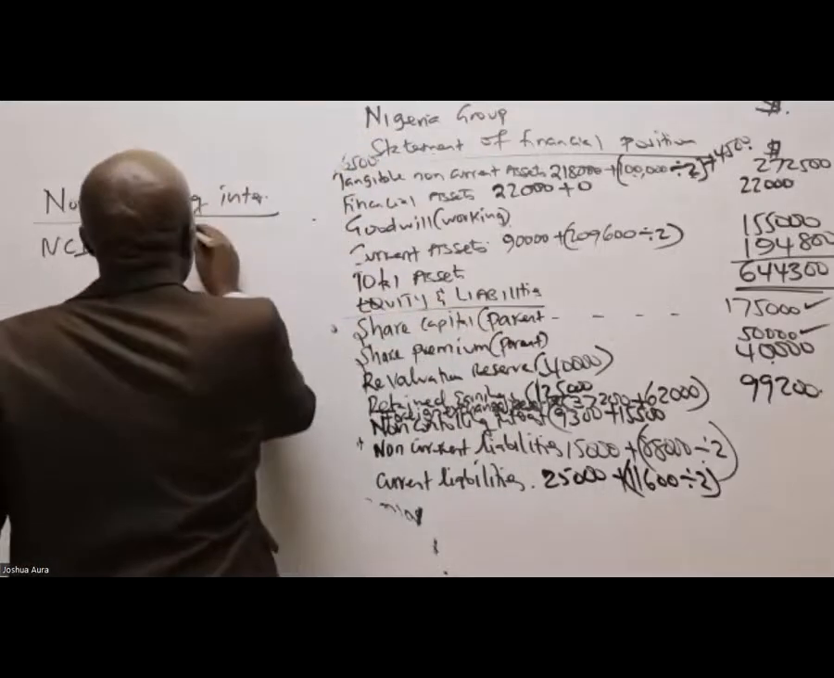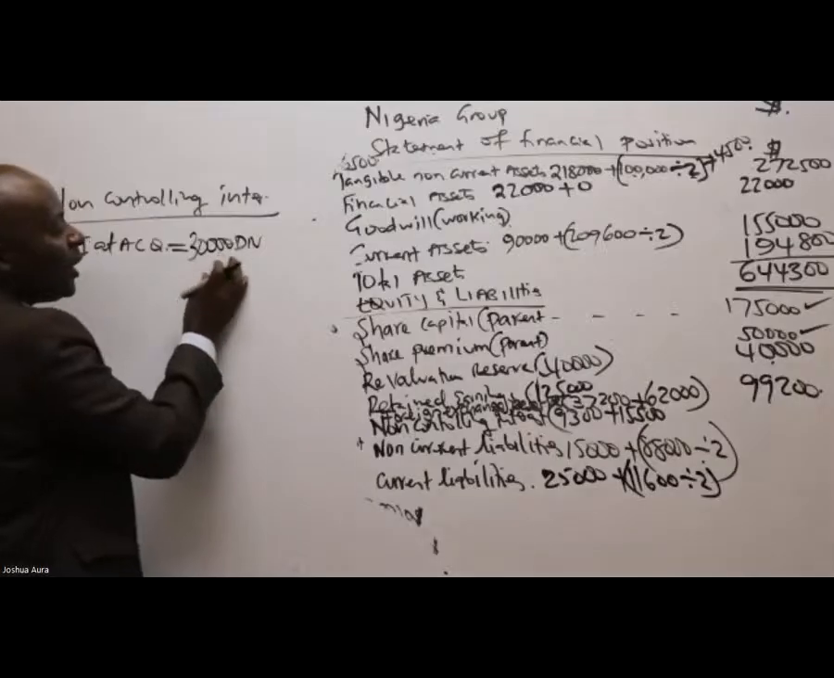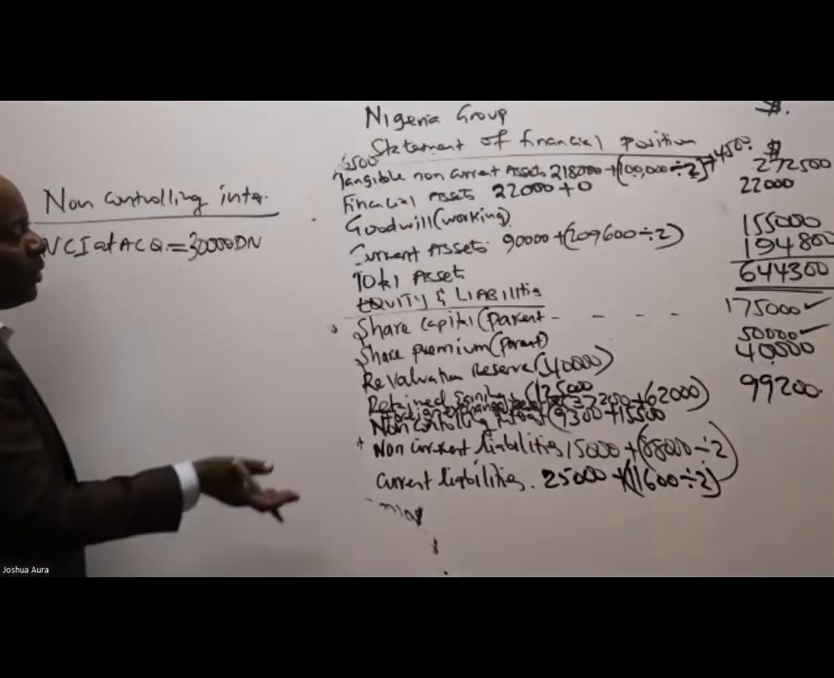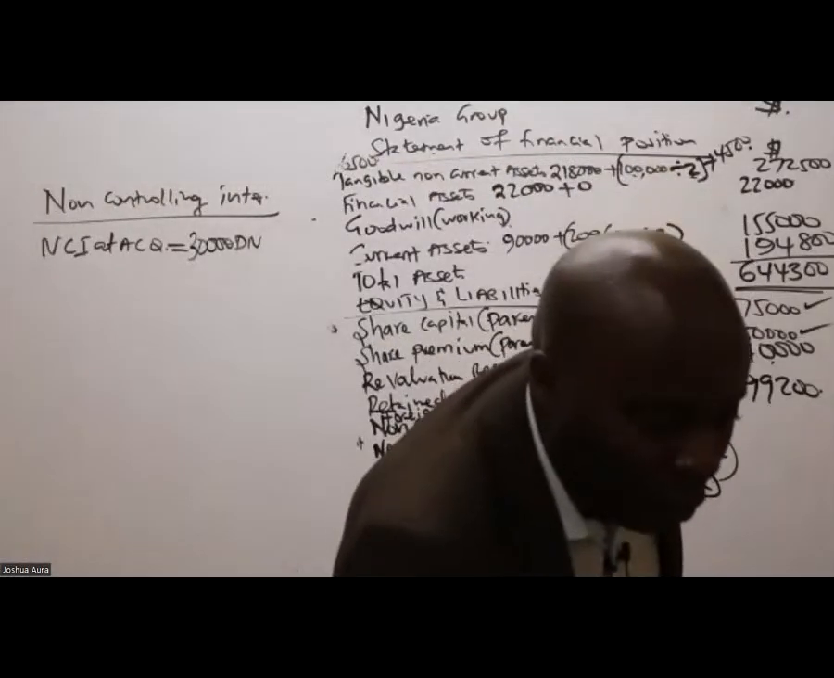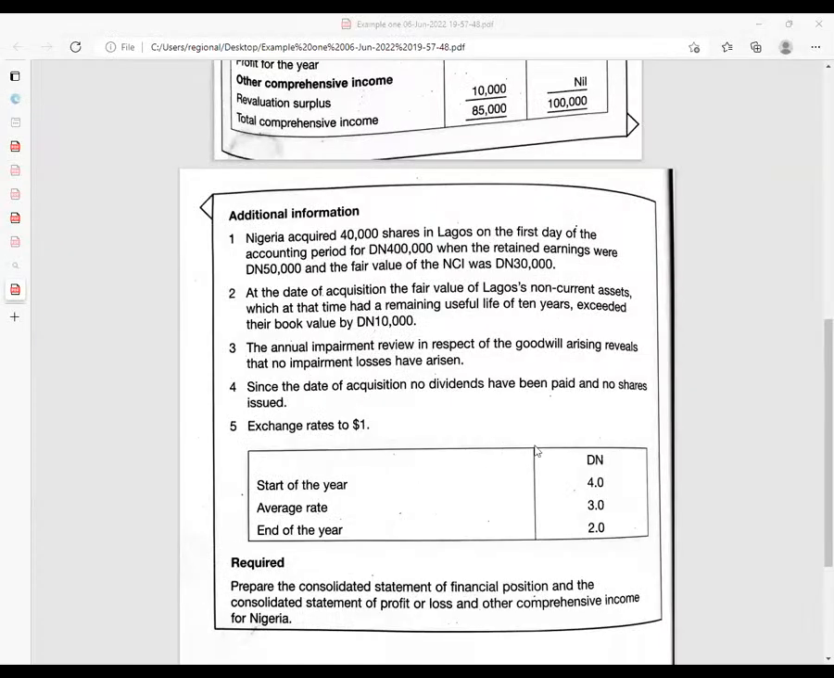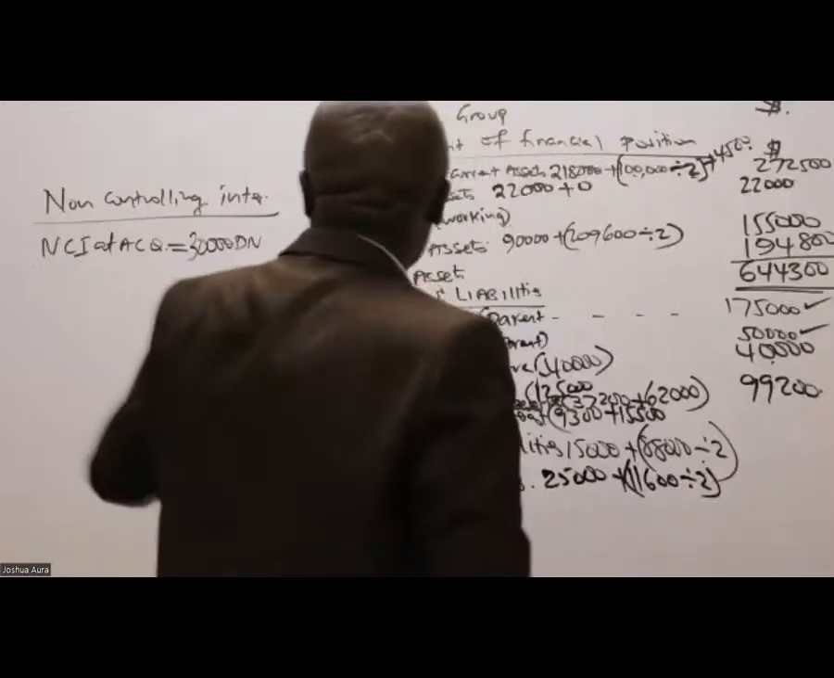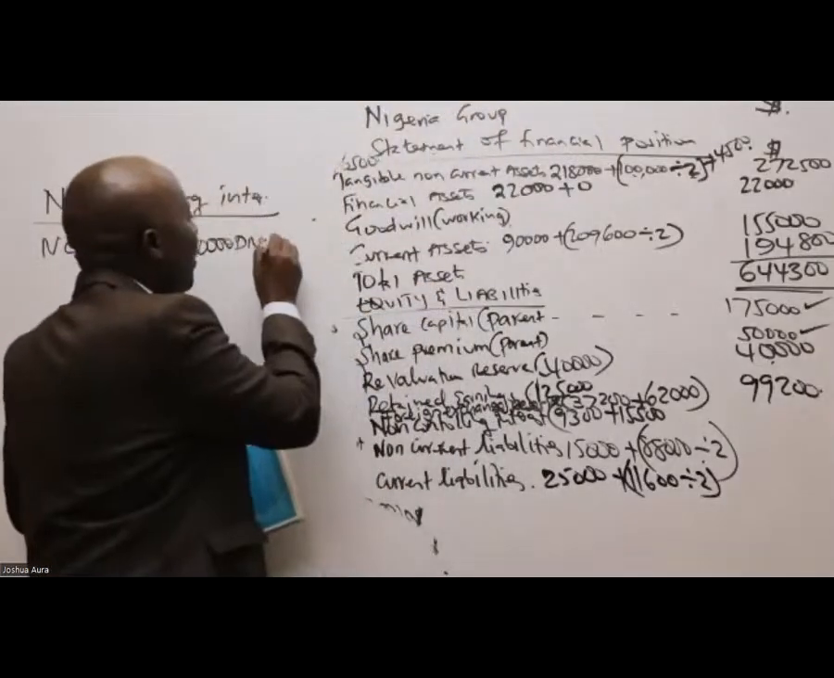But now remember that this 30,000 is in foreign currency, DN. I need to retranslate this. Of course, I know I'm dividing. So what should I divide this with, 2 or 4? It can't be the end of the year. It has to be the rate at the start of the year when I was acquiring. You can even see here, we are saying NCI at acquisition, at 4. So divide this with 4.